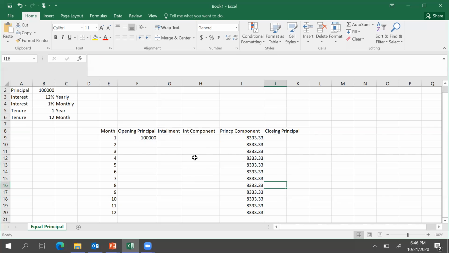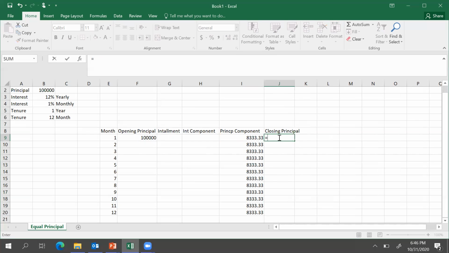Okay, and similarly, since this is the same, we can also find out the closing principal, that is opening principal minus the principal that has been paid in this specific installment at the end of the month. So closing principal at the end of the month is this much.